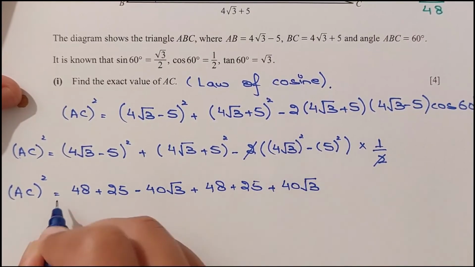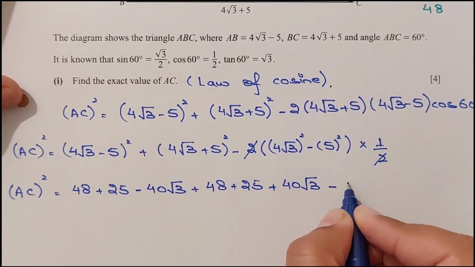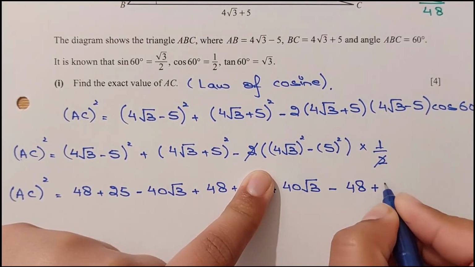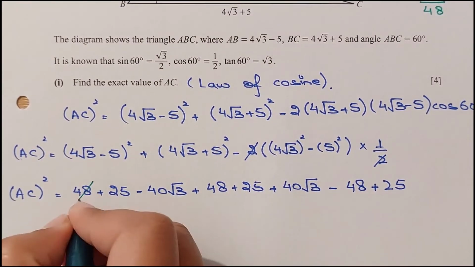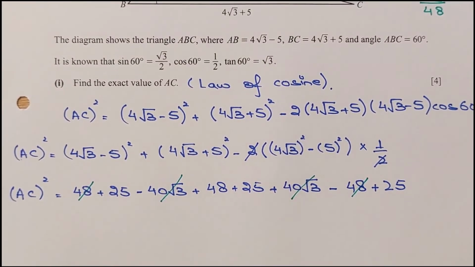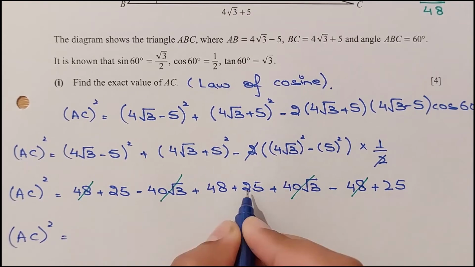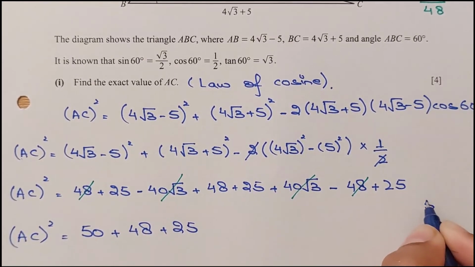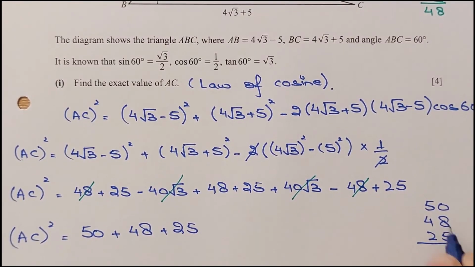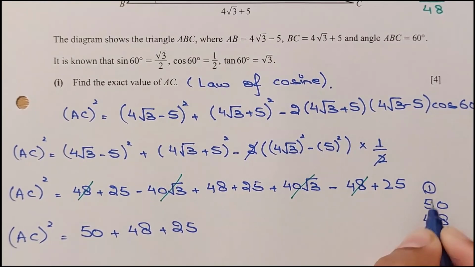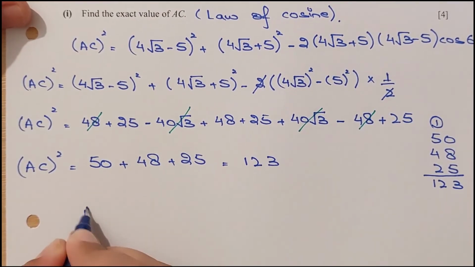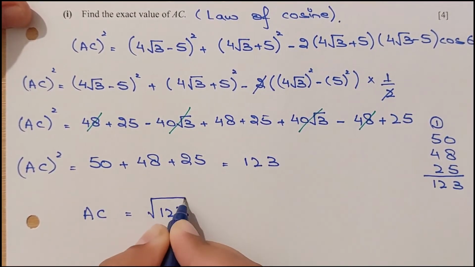4 squared is 16, the square is 48, yes, minus, okay, so a squared minus b squared, right? So this is minus 48 and negative times negative is positive 25, right? So 48 and minus 48 cancel. Okay, what is left? Now AC squared, we have 25 plus 25 plus 48. So 25 plus 25 is 50 plus 48 plus 25. So let me add 50, 48 and 25. This is 123. So the exact value of AC is square root of 123, right?